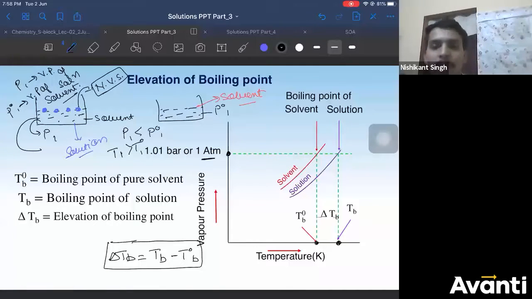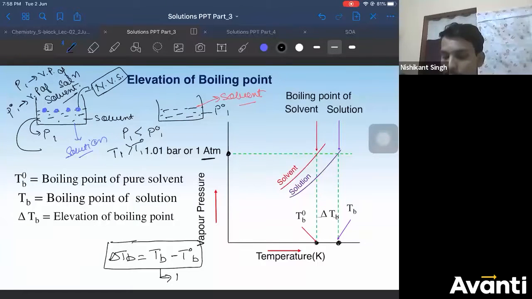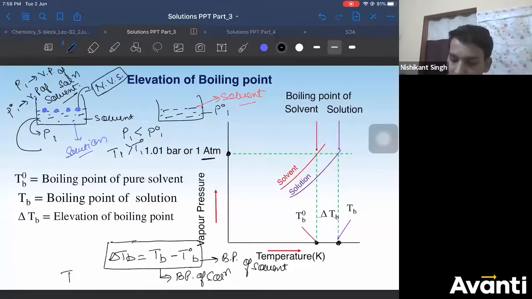Right? So delta TB is TB minus T naught B. Let me write here, because after some time somebody is going to ask, sir, what is TB? TB is the boiling point of solution. What is T naught B? The boiling point of solvent. Also, the boiling point of solution is greater than T naught B.